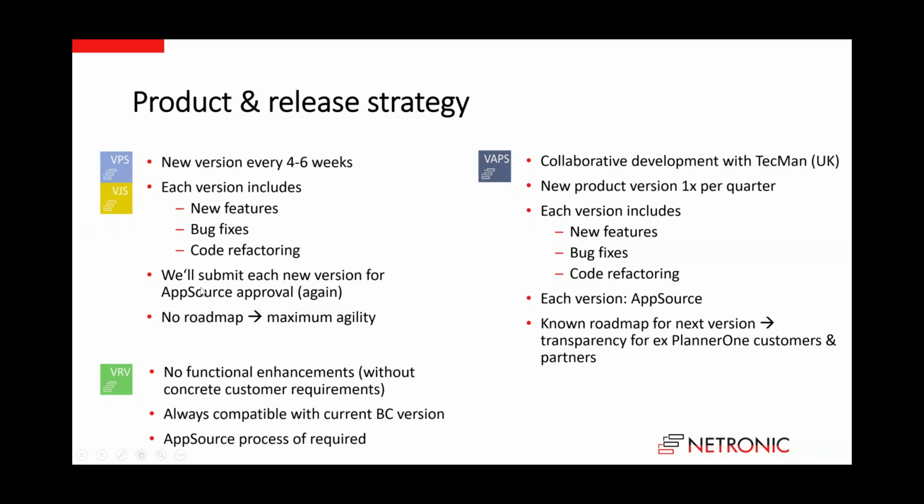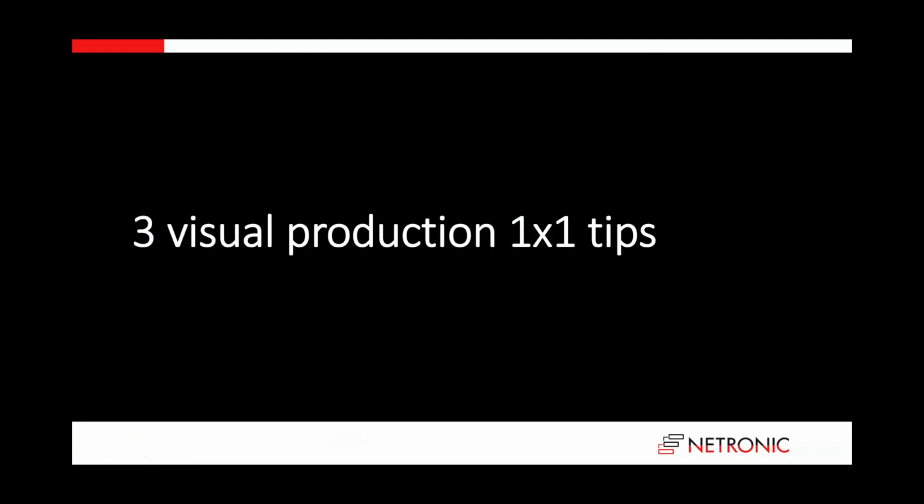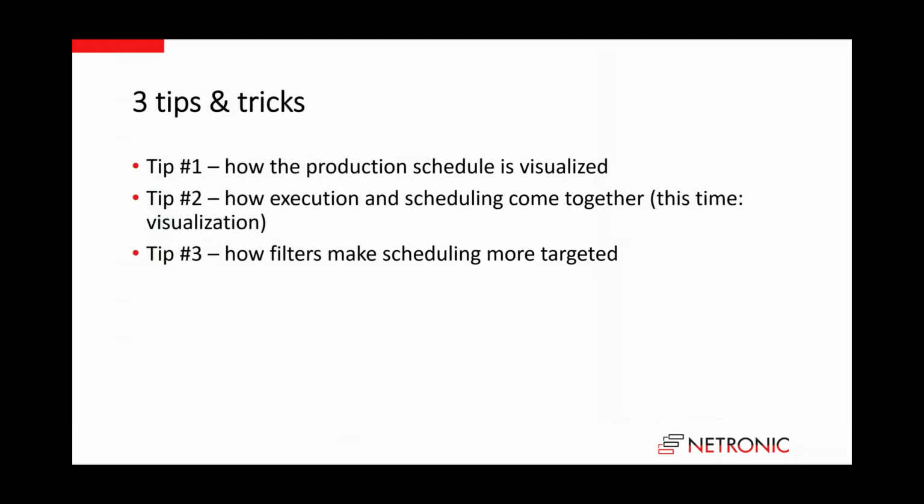All of this is optimized for the web client, because the web client is the future of this product. And now we are going to focus on the VPS, and we really look at three production scheduling tips. The first one is really back to the basics: how do we visualize a production schedule? Which information from the manufacturing module do we take? How do we visualize the timeline of a production order? How do we visualize the timeline of a production order that is linked to another production order? And also, how do we visualize the resource utilization?